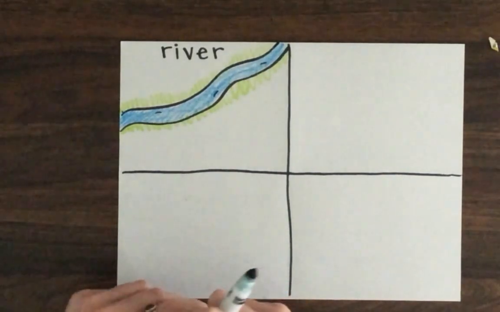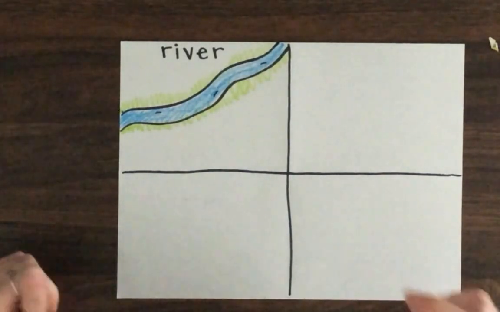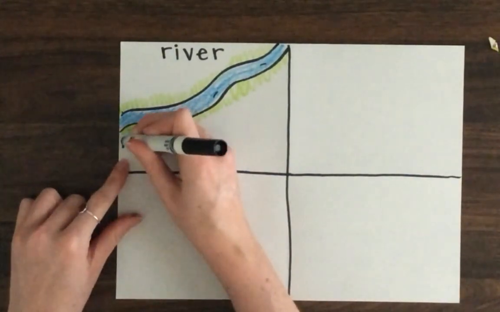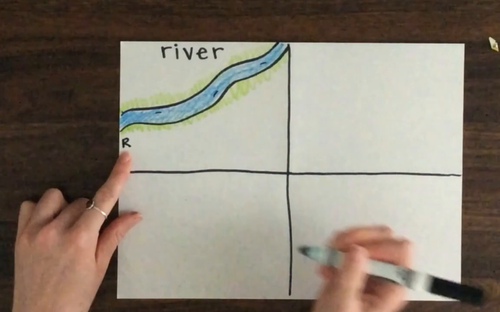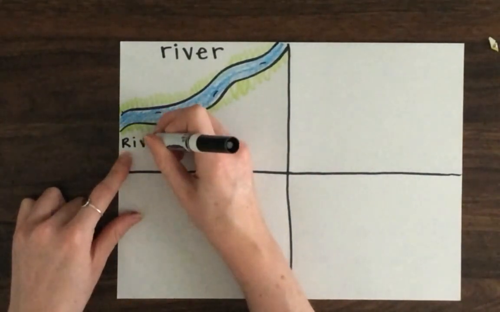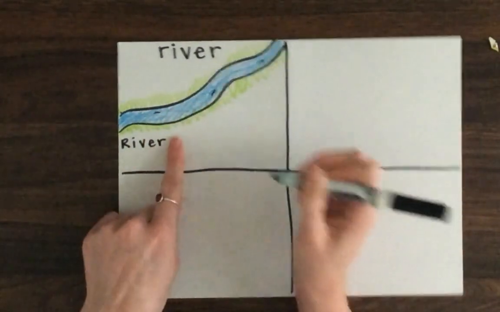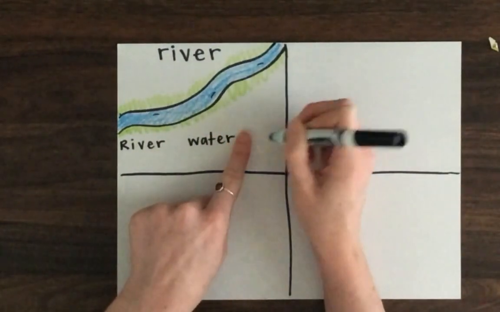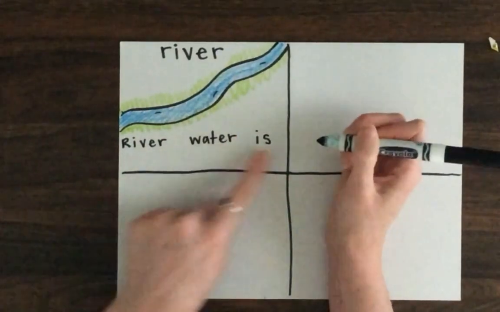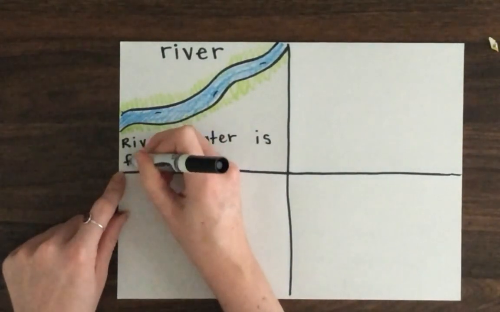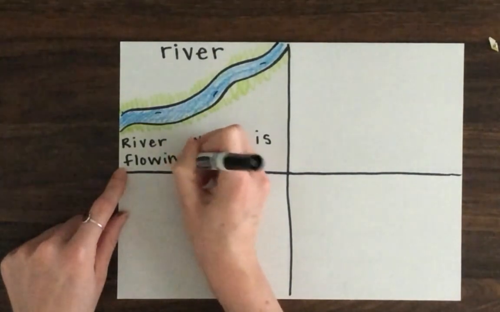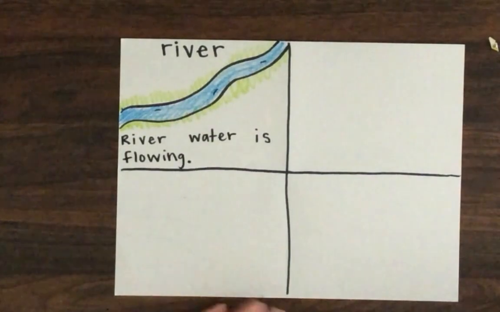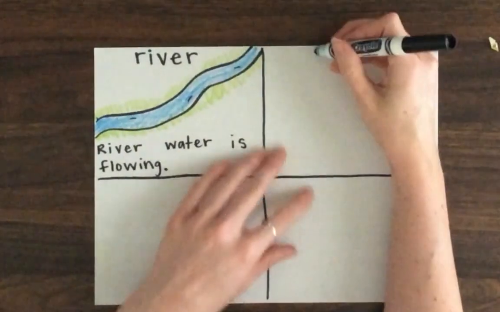I'm going to write my sentence, river water is flowing. So my first word is river, and I capitalize the first letter in my sentence. River, finger space, water is, coming down here for flowing. And at the end of my sentence, of course, I have a period. All right, we are ready to move on to the pond.